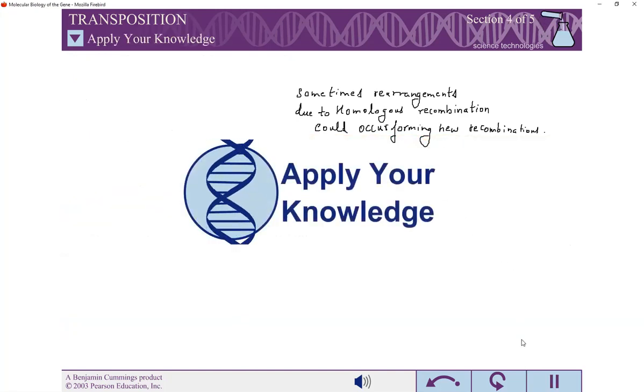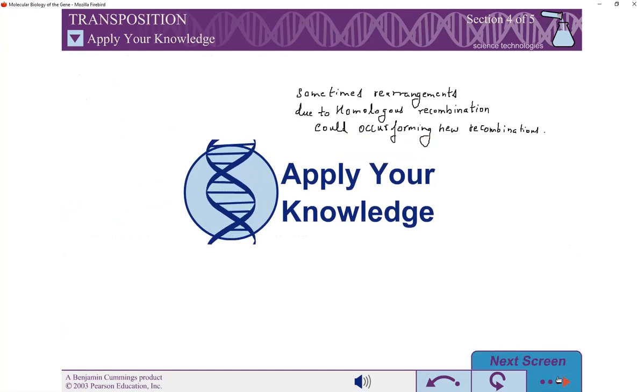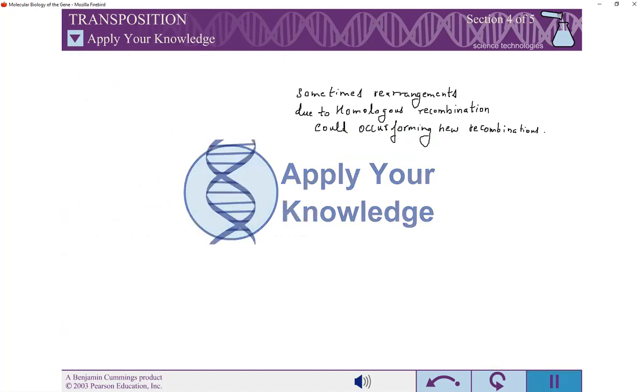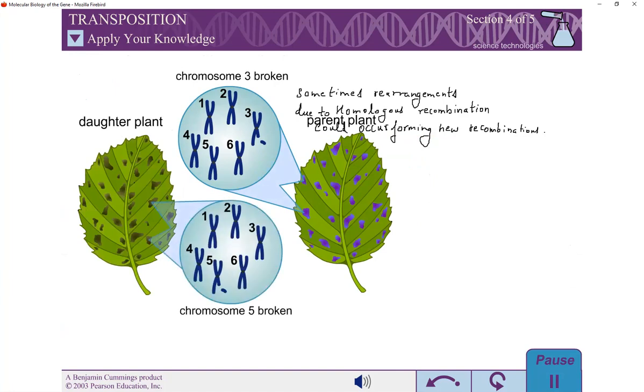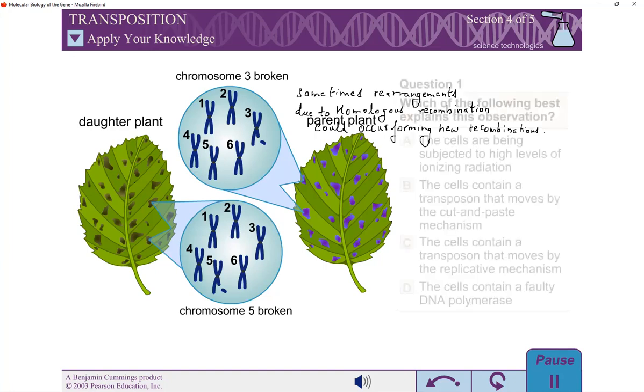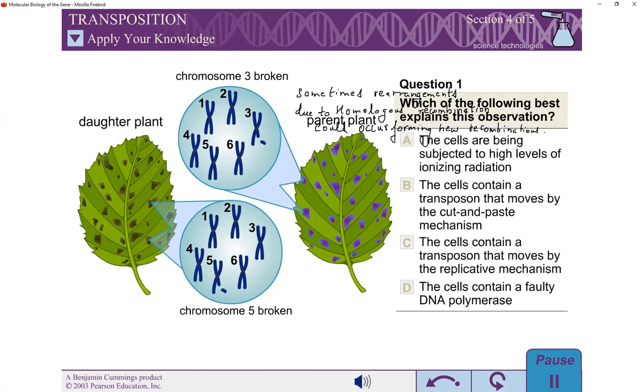How well do you understand the cut and paste and replicative mechanisms of transposition? In this section, you have to find out how well you are able to understand this particular process of transposition. The cells of a certain plant experience broken chromosomes very frequently. In the parent plant, the chromosomes tend to break at a specific location in chromosome 3. The offspring of this plant also tend to experience broken chromosomes very frequently, but they do so at a different location in a different chromosome. Question 1. Which of the following best explains this observation?